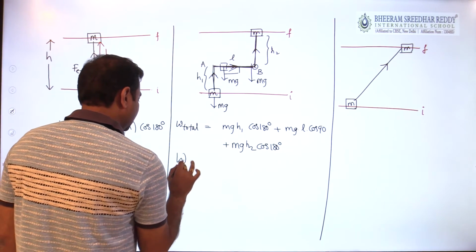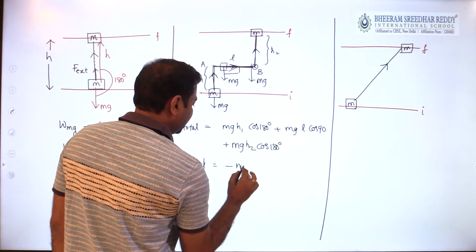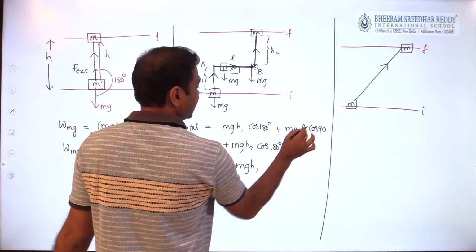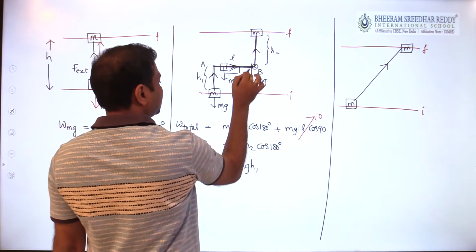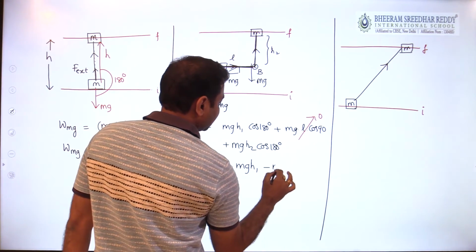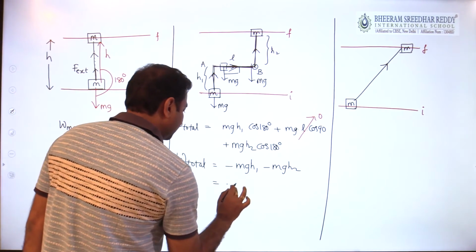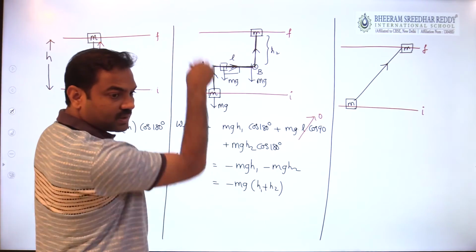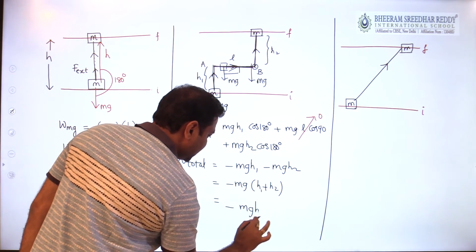So what is the total work done? Cos 180 is minus 1, so minus mgh1. mgL into cos 90, cos 90 is 0, so this value is 0. Work done in displacing horizontally is 0. Work done in displacing vertically, what is the value? Minus mgh2, cos 180 is minus 1. So finally I can write minus mg, taking it out, h1 plus h2. What is the h1 plus h2 value? It becomes h, the total height. So it is equal to minus mgh.